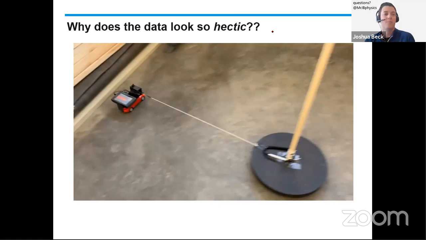Maybe when you predicted this, you had a nice solid line drawn with your pencil. Maybe it was straight, maybe it was curved, right? But you didn't have this chaos. So why does it look so hectic? Well, I'm going to show you a similar situation with a key difference.